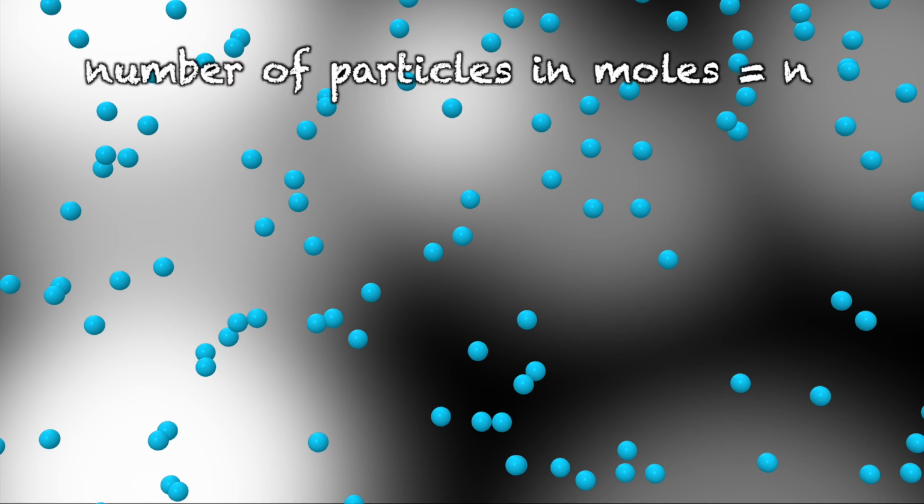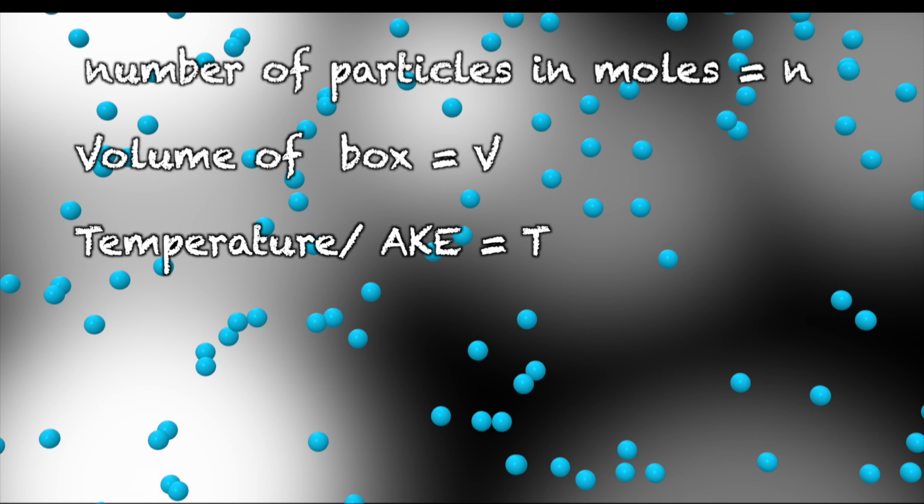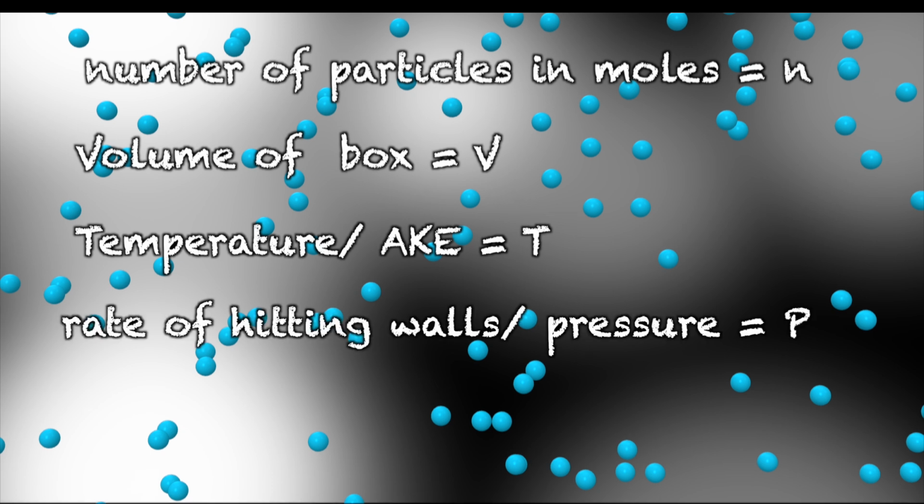And freeze. We can think about our air molecules as little particles bouncing around in a box. The number of particles is representative of amount in moles, the space in the box is the volume of the container, the speed of the particles, also known as their average kinetic energy, is the temperature, and the rate of the particles hitting the walls of the container is the pressure the gas is exerting.